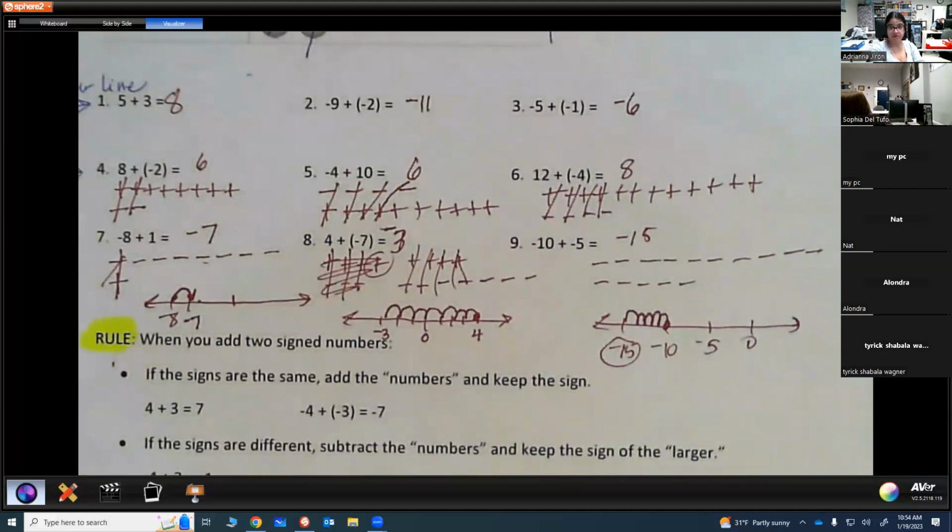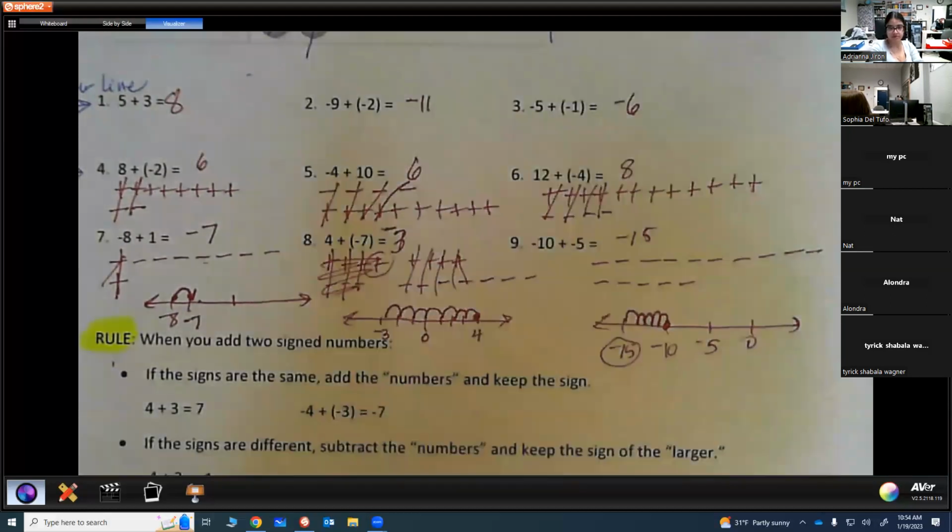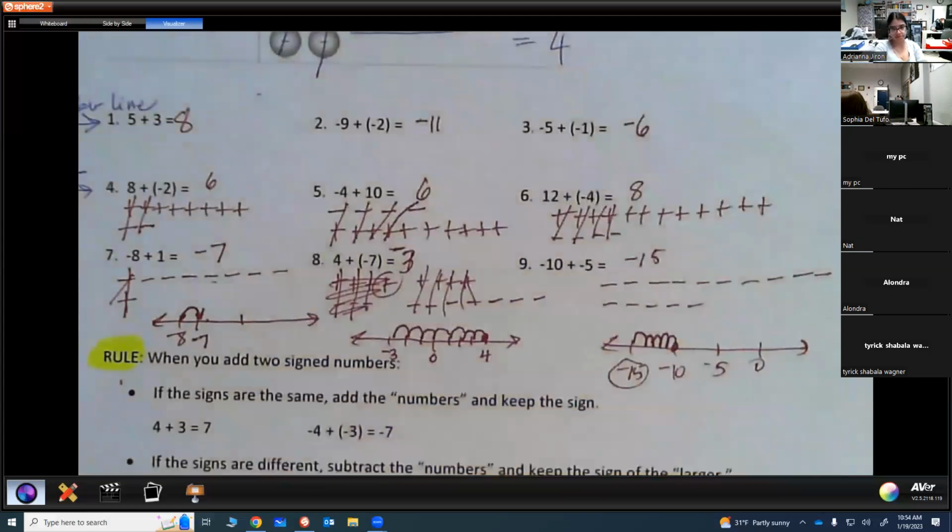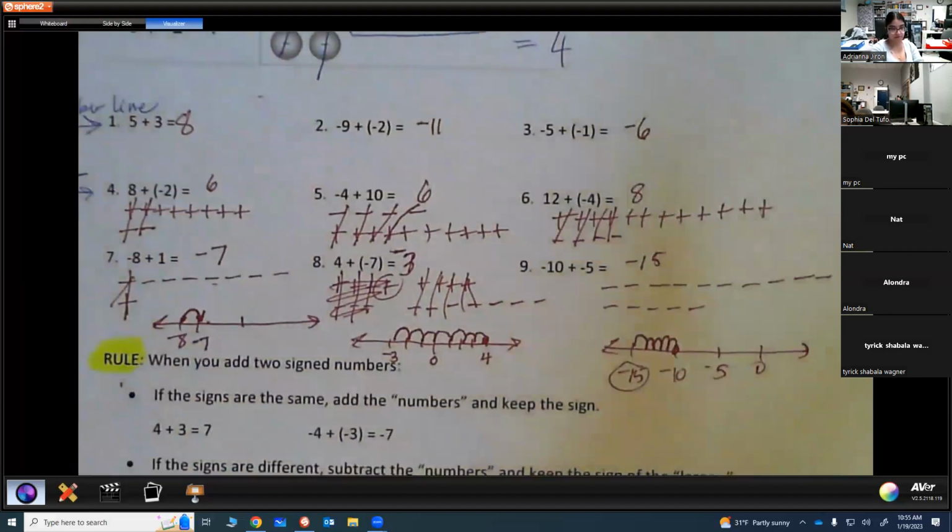Do you want another explanation? Positive and negative cancel each other out. Yeah, that's why I'm marking those out and then seeing what's left. So I'm hearing kind of a good split. Yeah, I am too. And that's perfectly fine.